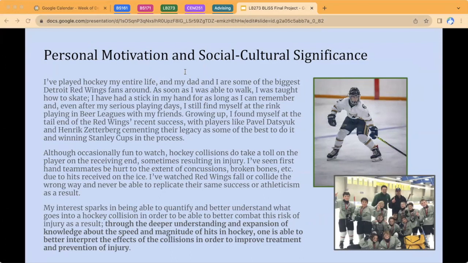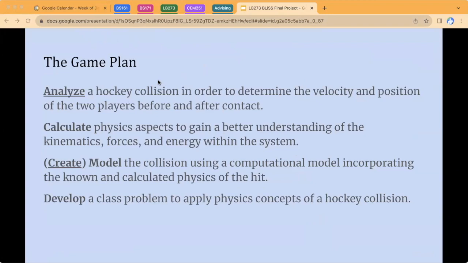Through the deeper understanding and expansion of knowledge about the speed and magnitude of hits in hockey, we are able to better interpret the effects of the collisions in order to improve treatment and prevention of injury. Shown on this slide are the aspects of my project that I chose to focus on: analyzing the movement of a collision, calculating physics aspects, modeling the collision, and developing a problem around a hockey collision.